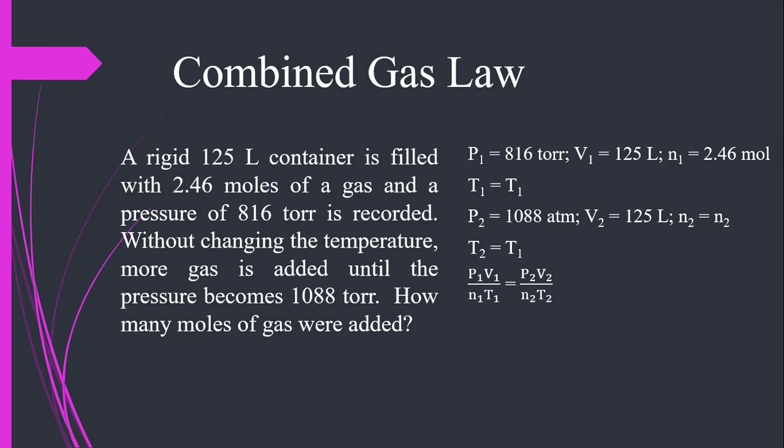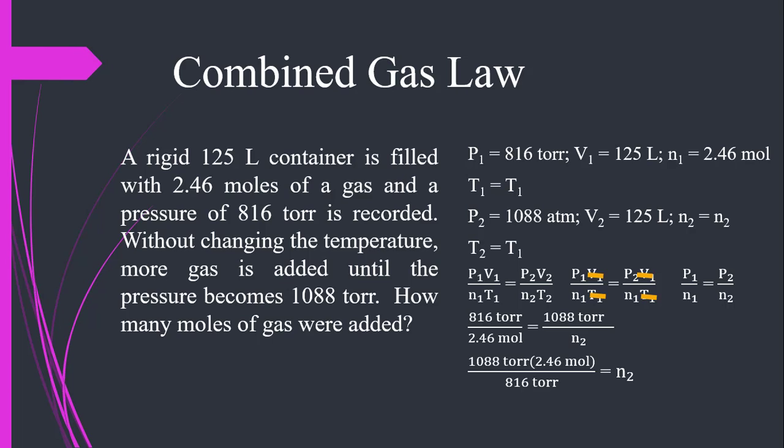So we set this up as a combined gas law equation. We know that V1 and V2 are the same, and T1 and T2 are the same, so they will both cancel out, and you end up with P1 divided by N1 equals P2 divided by N2. Plug in the values, rearrange, solve for N2, and you get 3.28 moles.